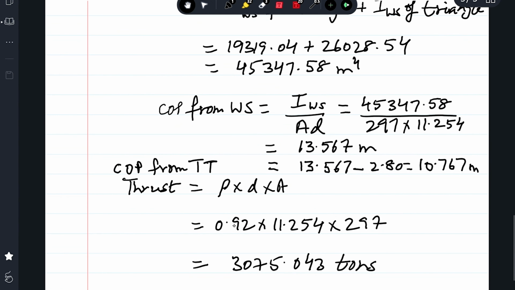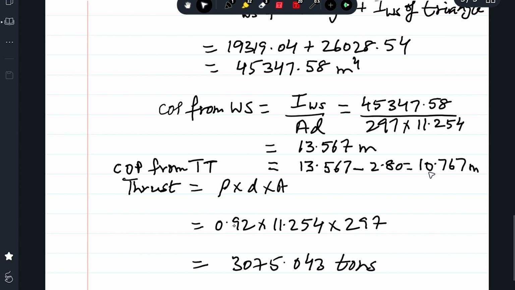This gives me the center of pressure below the water surface. The depth of the center of pressure below the water surface is 13.567, and for the center of pressure from the tank top, we just subtract the column of liquid which is above the tank top: minus 2.8, since 13.567 is from the water surface. See, if I subtract 2.8 meters which is in the sounding pipe, I will get 10.767 meters as the depth of the center of pressure below the tank top.